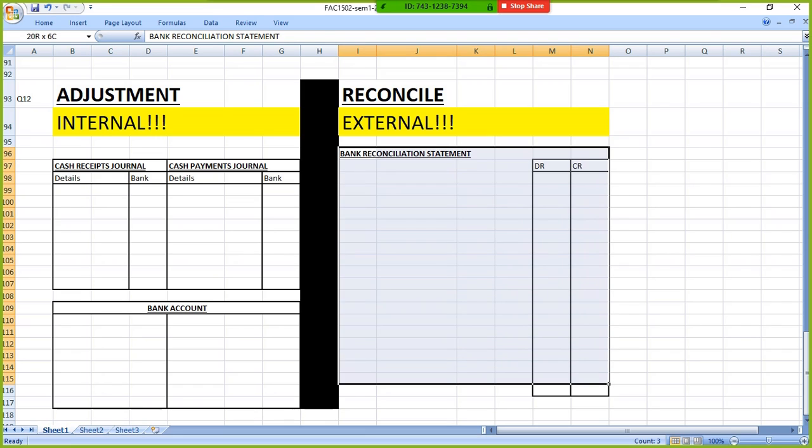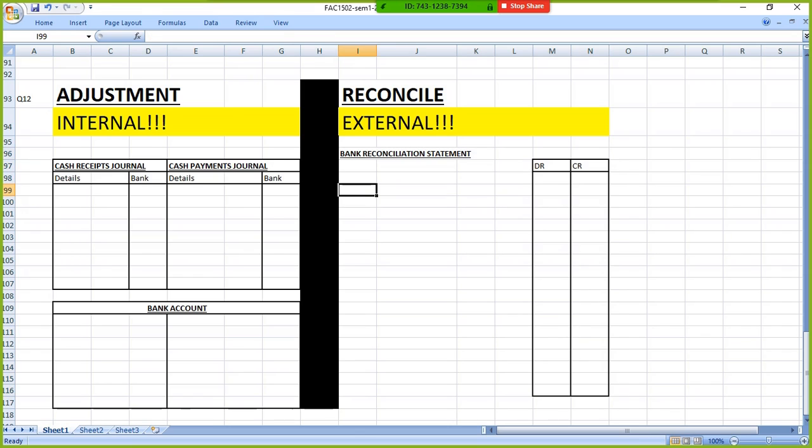Right, so that's the bank reconciliation statement. The bank reconciliation statement always starts with the balance as per the bank statement. Can I change that bank statement balance? No, you can't. Okay, that's why you reconcile. You look at the bank statement and you reconcile to your books.